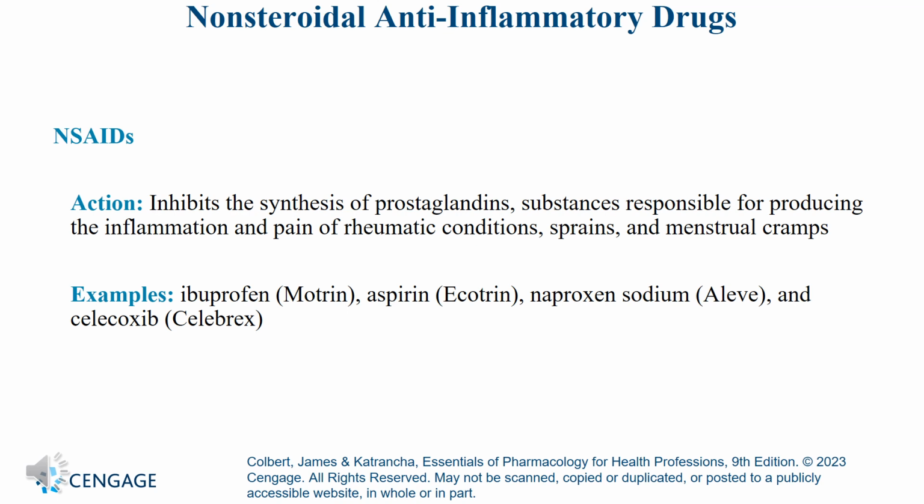Non-steroidal anti-inflammatory drugs, shortened to NSAIDs, act by inhibiting the synthesis of prostaglandins, substances responsible for producing the inflammation and pain of rheumatic conditions, sprains, and menstrual cramps. Some examples are Motrin, Excedrin, Aleve, and Celebrex, but you will see other medication names there.